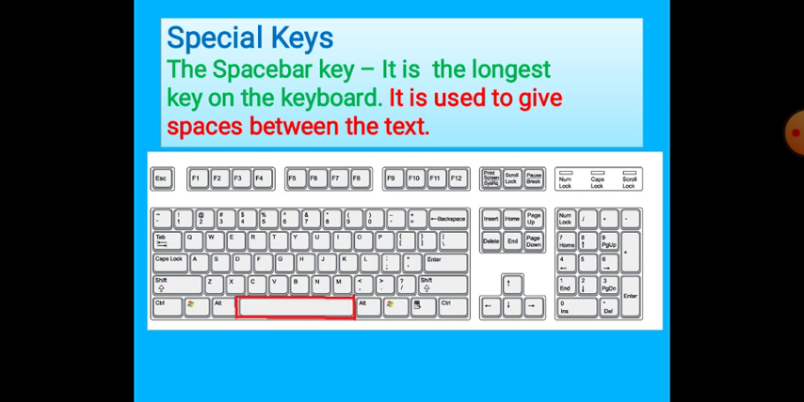Now we have to discuss some special keys. First we will discuss about spacebar key. Children, as you can see in the keyboard picture, this key is located at the last row of the keyboard and it is not marked with anything, and it is the longest key on a keyboard. And what is the use of it? We use this key to give space between the text.